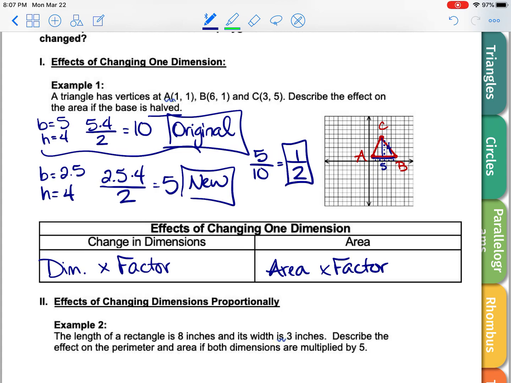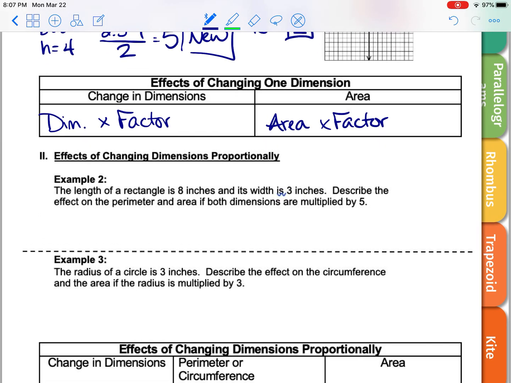So now let's look at the next section. What happens if we start to change more dimensions? If the length of a rectangle is 8 and the width is 3, describe the effect on the perimeter and area if both dimensions are multiplied by 5. Well, right now we're not even going to worry about perimeter. We're just going to concentrate on area.